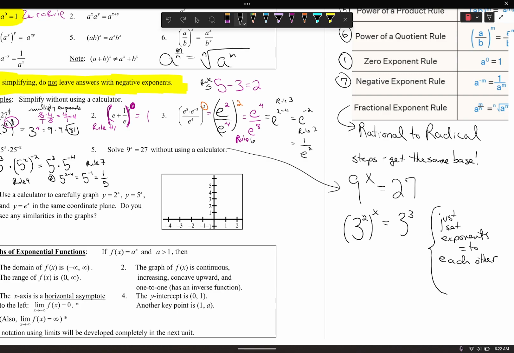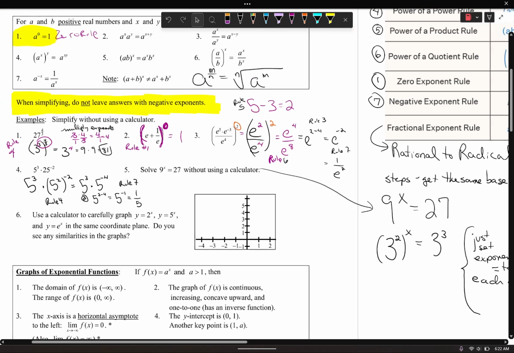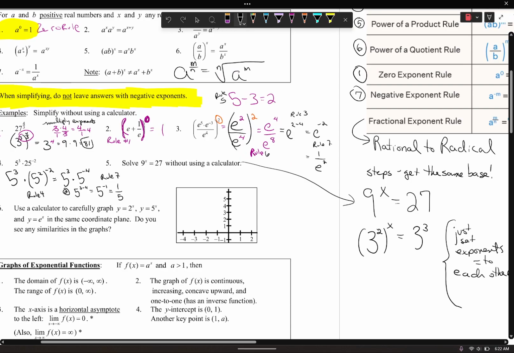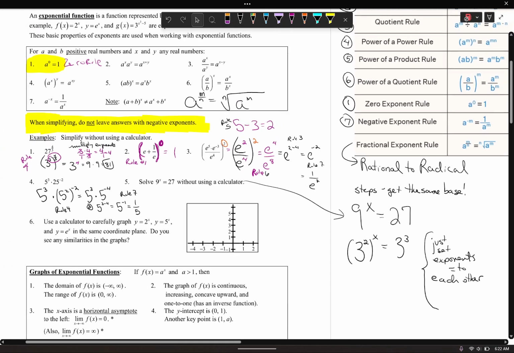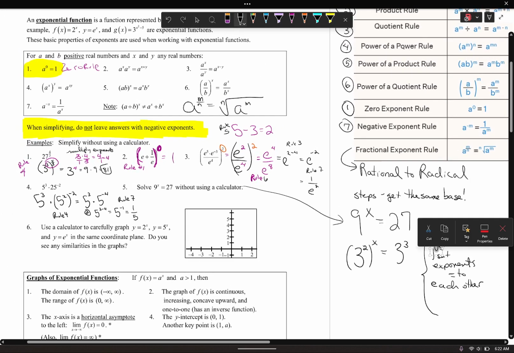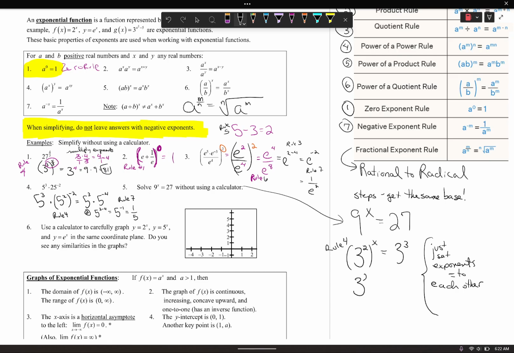What rule is this? This is the rule where I have a power on a power. What was this one called? Power of a power rule. This is rule 4. I'm going to have 3 to the 2x, and that equals 3 cubed.